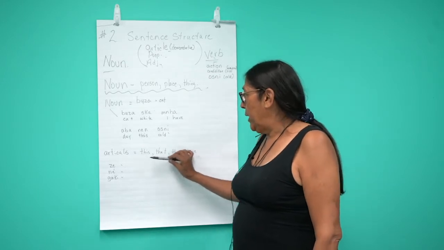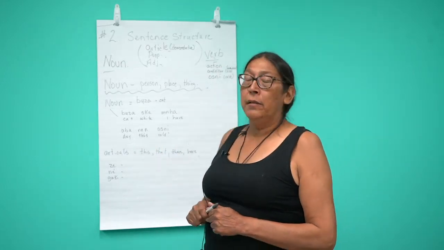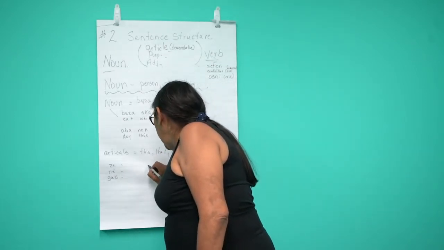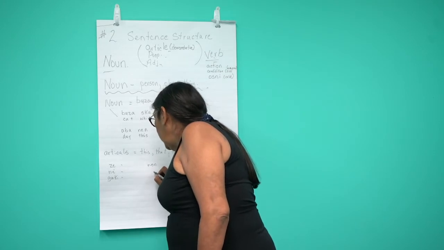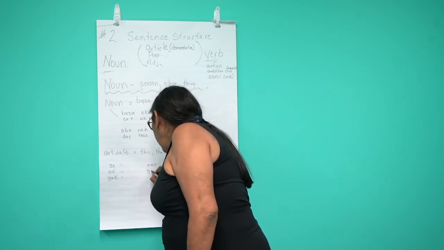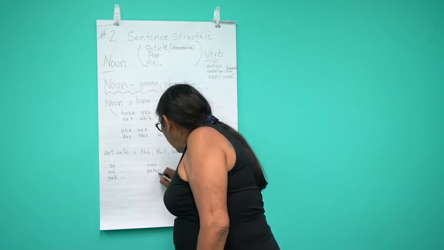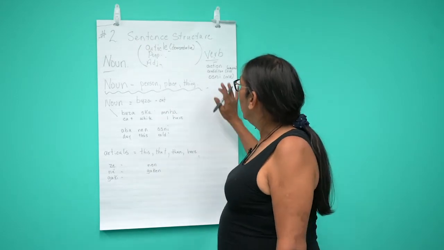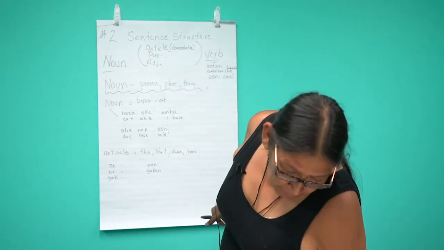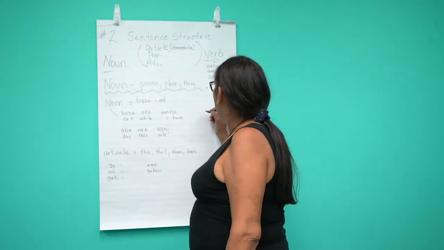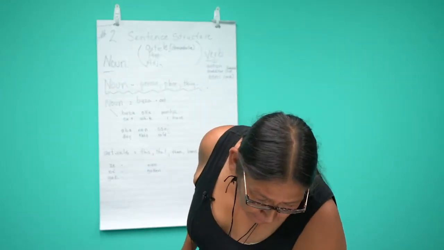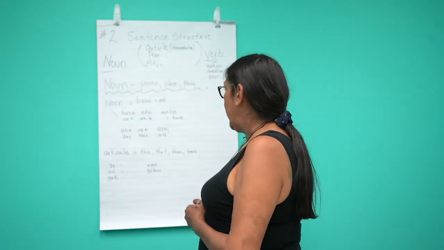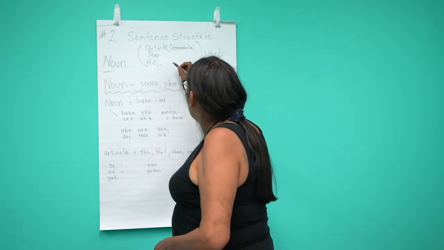I hope I'm explaining this right. Articles: this, that, there, these, those, nen, gaken. Those are all articles, and those all go in the middle of your sentence right here. Your adverbs. In here it says adverbs are an indication of location, time, or space. That is your adverb.